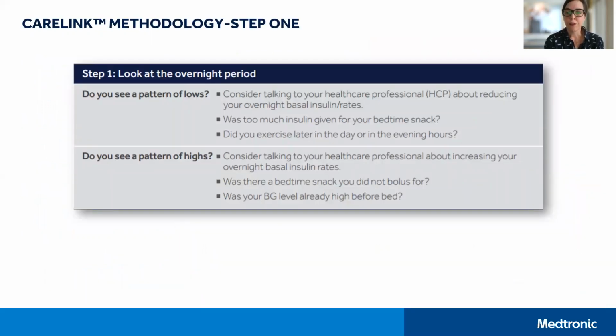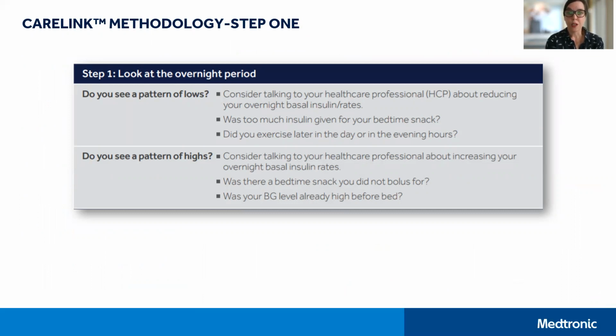And so our CareLink 3-step methodology is how we all approach your reports when we're looking at them. The first step in the methodology is to look at the overnight period. We look at the overnight period first because it's one of the easiest time frames to get stable, because a lot of the variables affecting your blood sugar aren't present. We're generally not eating when we're sleeping, we're not exercising, we're not stressed.